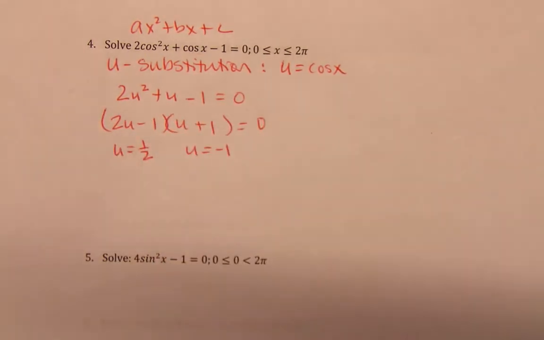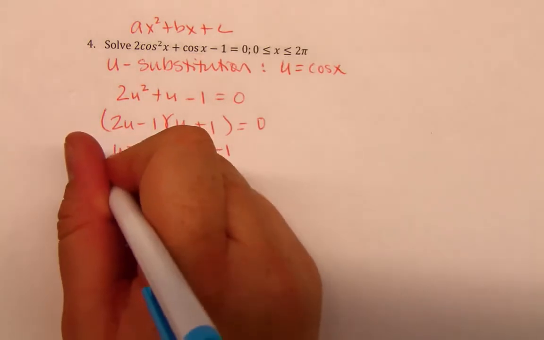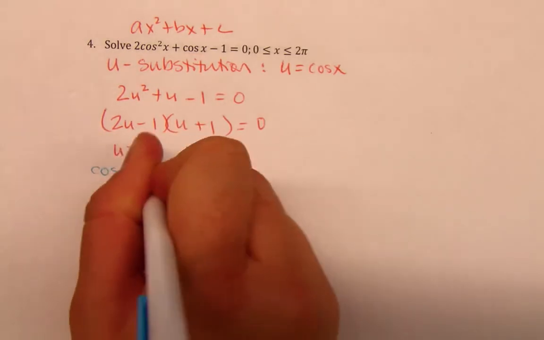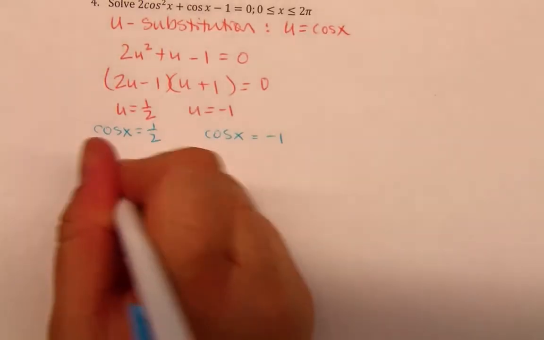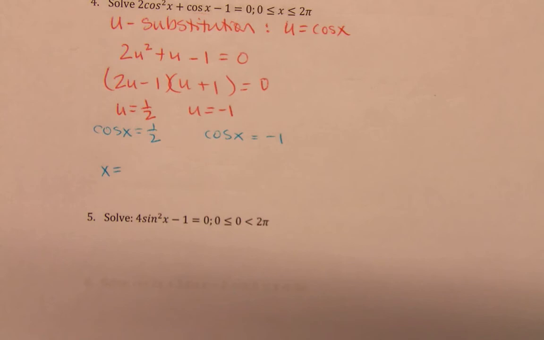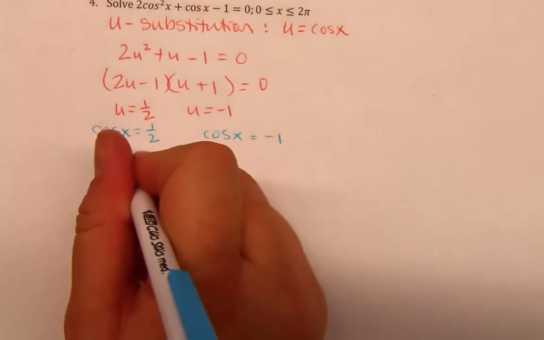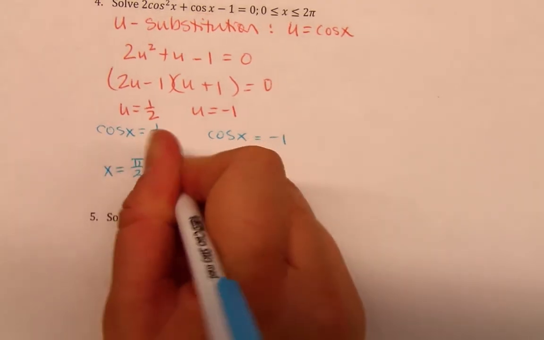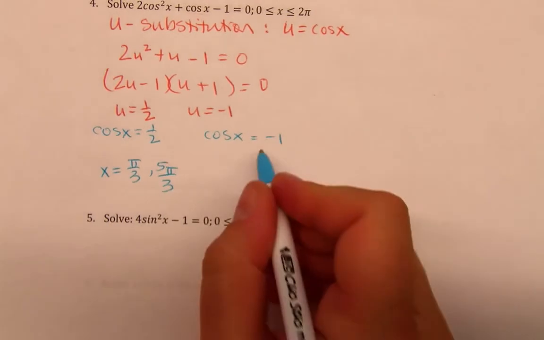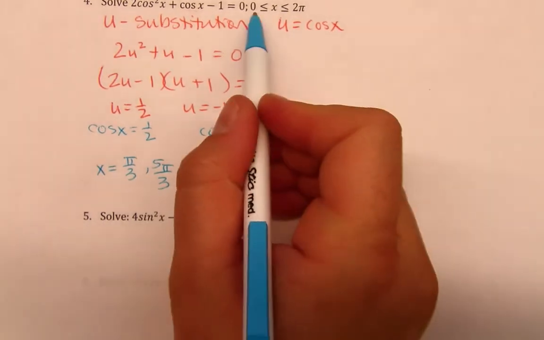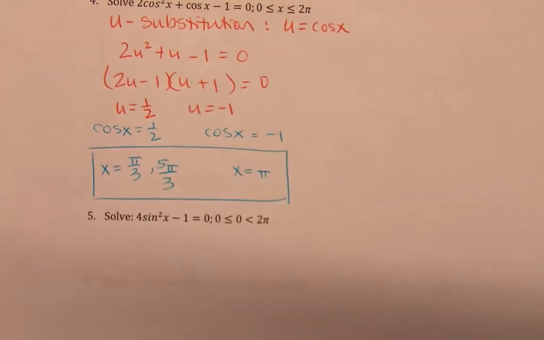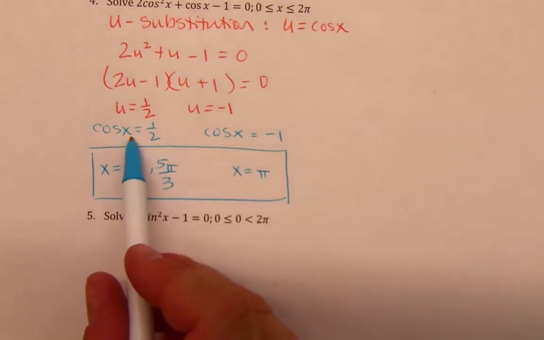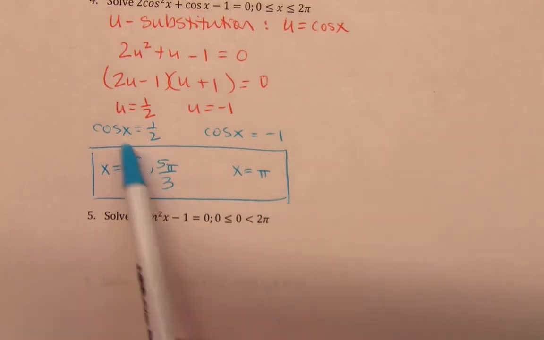But remember, we invented u. So what we really have is cosine x equals 1/2 and cosine x equals -1. So there's no coefficients here on my x, which is nice. Cosine equals 1/2 at pi over 3 and 5 pi over 3. Cosine equals -1 at x equals pi, and we're just looking at from 0 to 2 pi. So those are my answers. Again, we didn't have to do the n thing because we're just talking about from 0 to 2 pi, and there's no coefficient here.